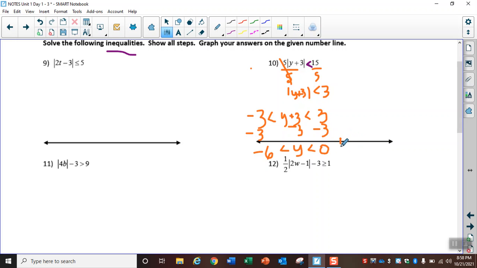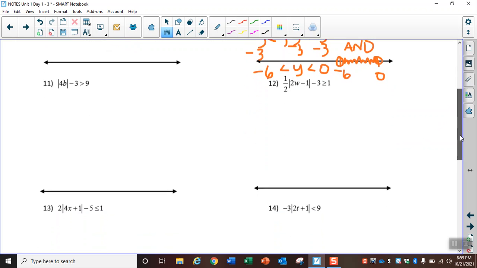All right, so if I'm graphing that, I've got negative 6, 0, right? It's open circles because there's no equals, and then it's in between these, right? Less than, this is what an and looks like. So y is greater than negative 6, and it's less than 0. It's right in here.